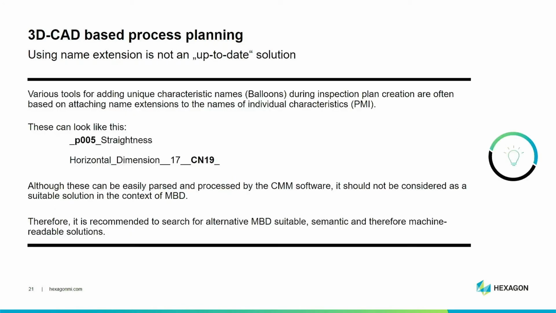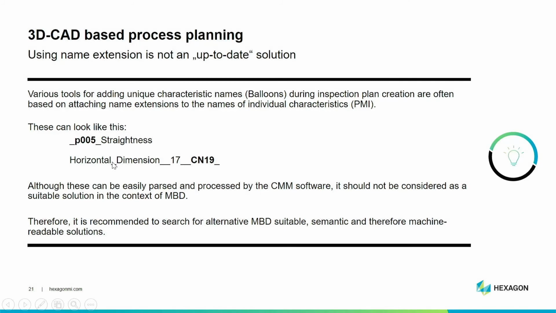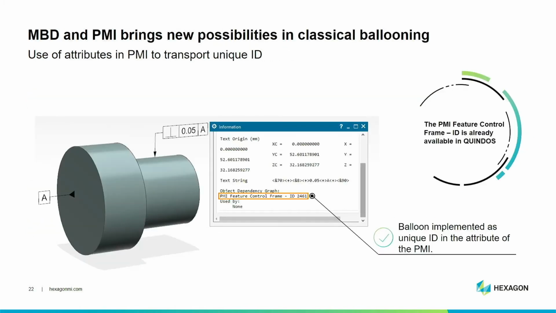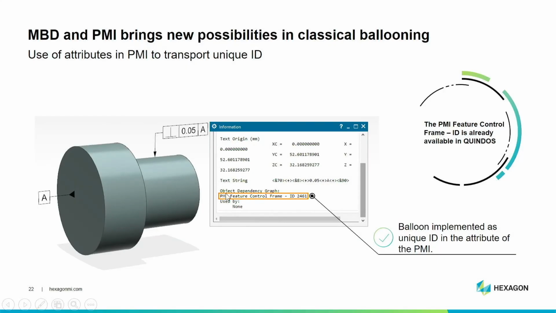A lot of ballooning tools out there are using name extensions to overcome this missing data gap. They're using, like here, a P005 to transport the balloon number 5 for straightness, or here the CR19 for horizontal dimension. Our thought: this is pretty easy to parse and to process, but that's not really a model-based definition way of working. So we have experimented already with some things with our customers, and one thing was quite good: to use these attributes directly inside the CAD model, for example the ID of the PMI, to transport the information of the balloon number.